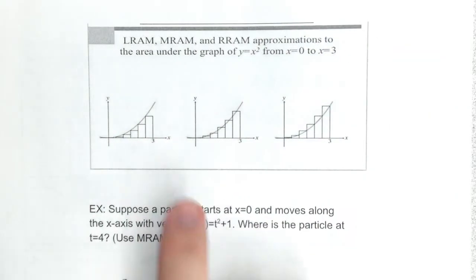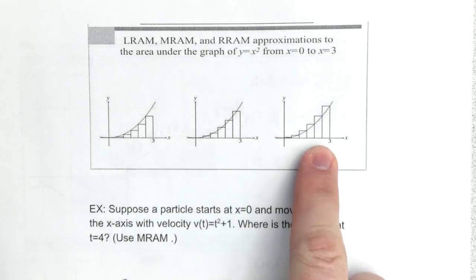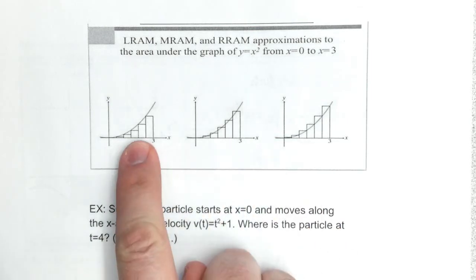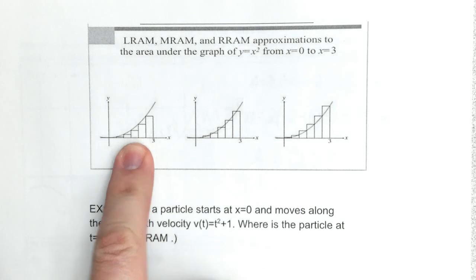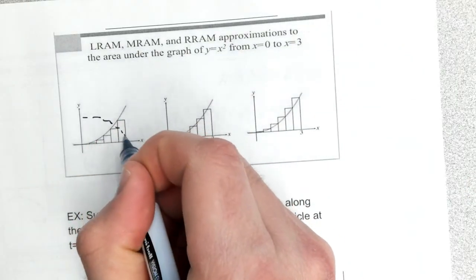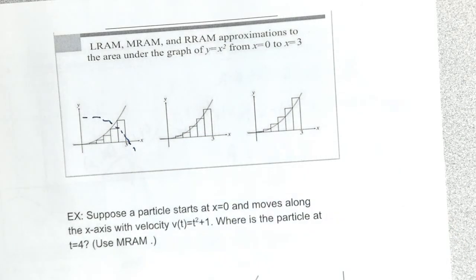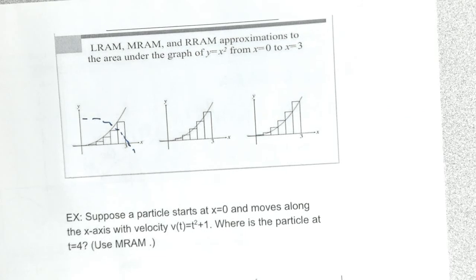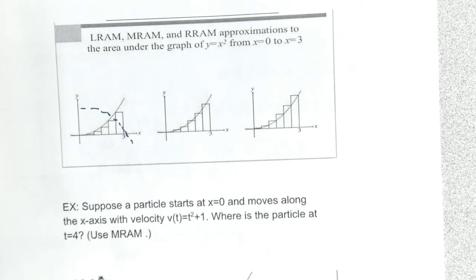On the back of the note sheet, or the second page of the note sheet, it lays out the three explicitly here, a nice sketch on each one. Notice that LRAM in this example that they've sketched here is an underestimate. But if this curve was shaped differently, so if it was going down like this, then LRAM would be an overestimate. So it's not that LRAM or RRAM or MRAM, for that matter, is always an under or over. It depends on the shape of the curve.